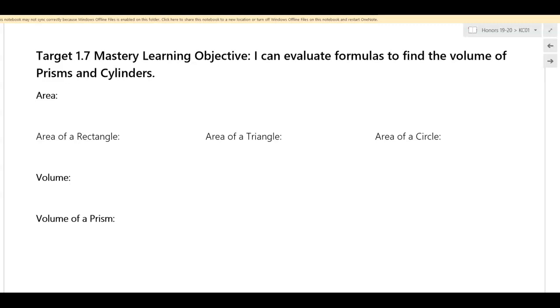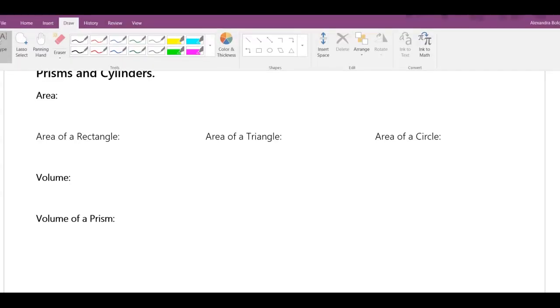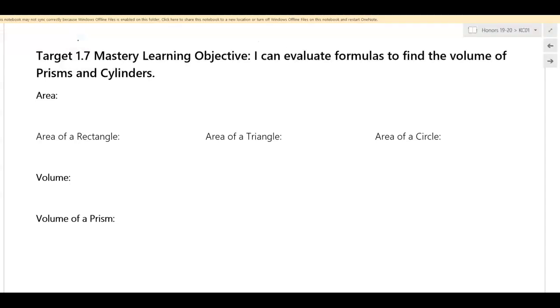Alright guys, we are now looking at target 1.7. Target 1.7 mastery learning objective is I can evaluate formulas to find the volume of prisms and cylinders. So before we can find volume, the first thing we have to think of is area.